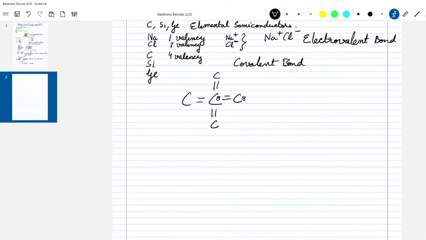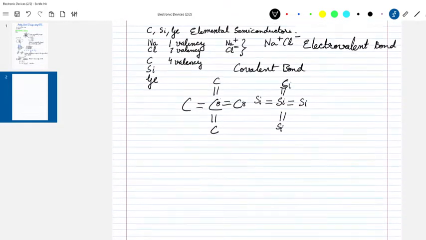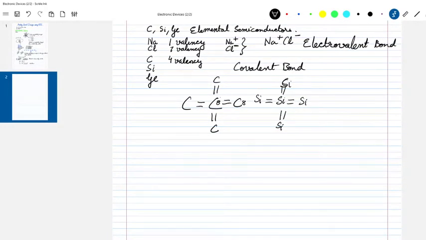Now, similarly, silicon will also form covalent bonds. Sorry. So this is the elemental form of sharing. Now we have got electrovalent bonds and covalent bonds.